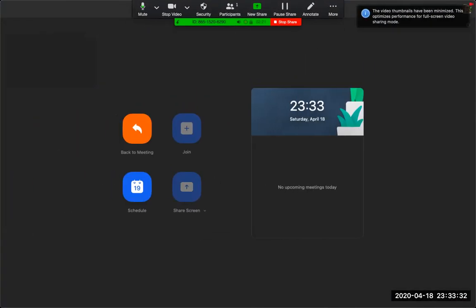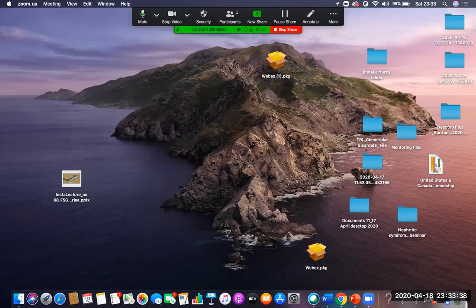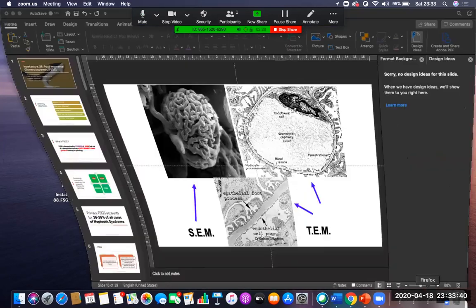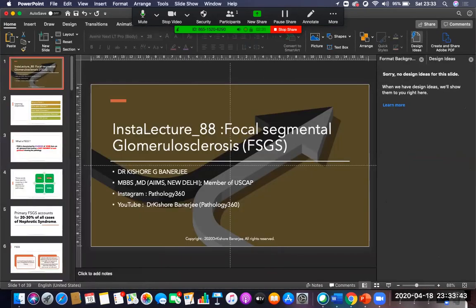So anyway, focal segmental glomerulosclerosis, basically the term means that, so let's start with the presentation.